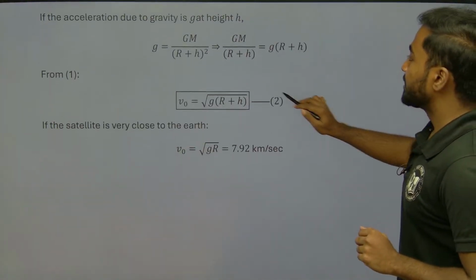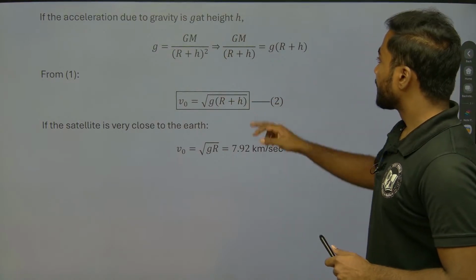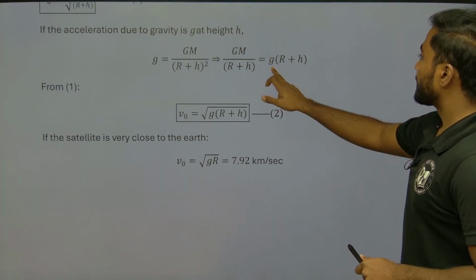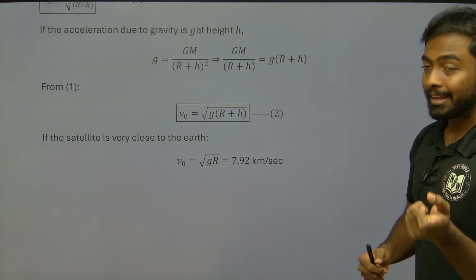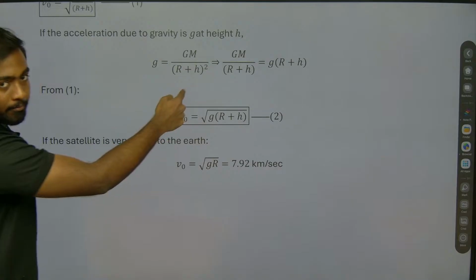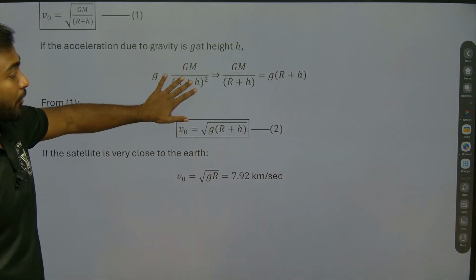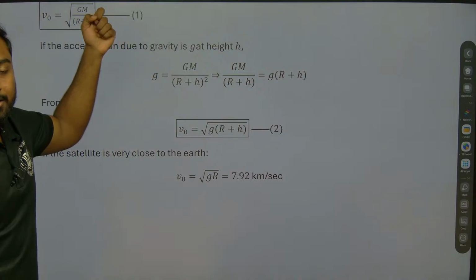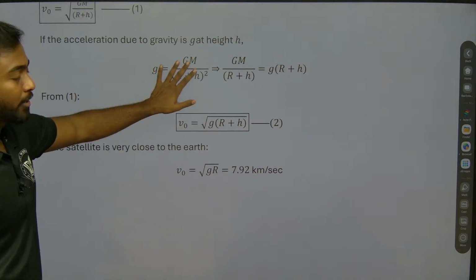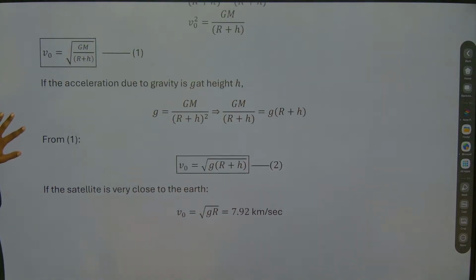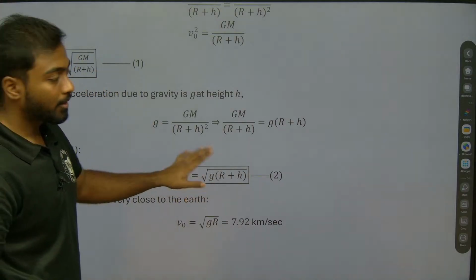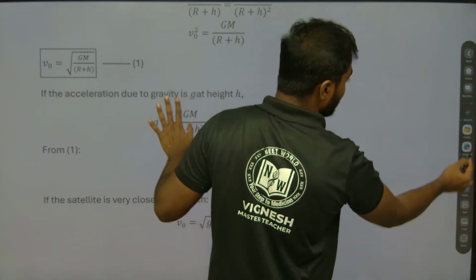So what happens here? g is equal to GM by (r plus h) the whole square, right? GM by (r plus h) will be equal to g into (r plus h). How are we taking this? We know that g is GM by (r plus h) the whole square. This one we have got from gravity, GM by r square, and we have substituted it here. So finally, instead of this GM by (r plus h), we can replace it in terms of g. Let me explain how.